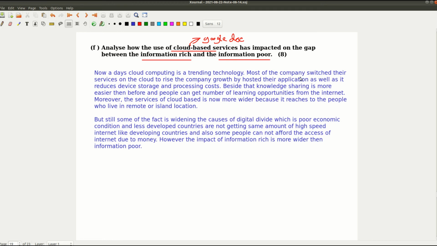So what it says is most companies switch their services to the cloud to raise company growth by hosting their applications. Some of the companies are doing business on a website.